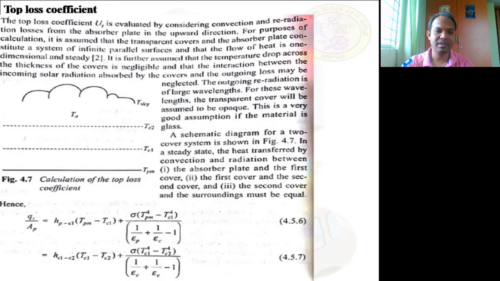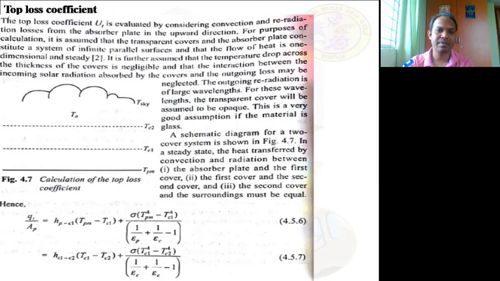So if you consider the first top loss coefficient, U of T, it is evaluated by considering the convection and re-radiation losses from the absorber plate. So we have just considered the top loss coefficient with the two factors, convection and re-radiation losses from the absorber plate in the upward direction.